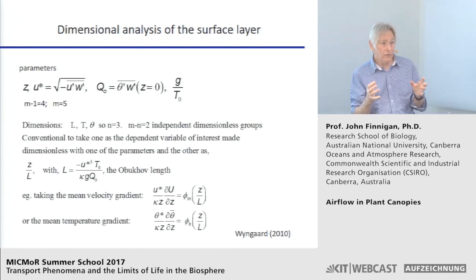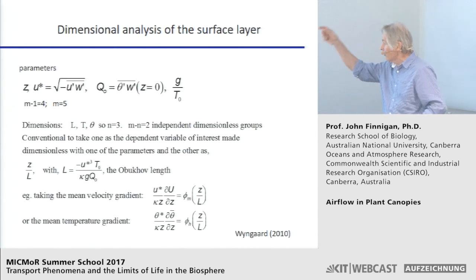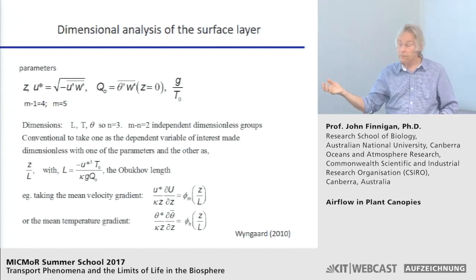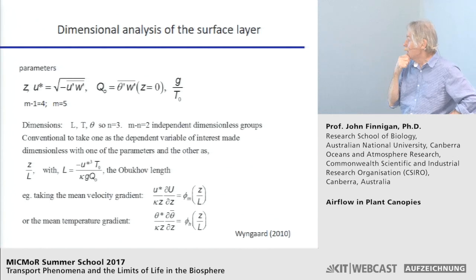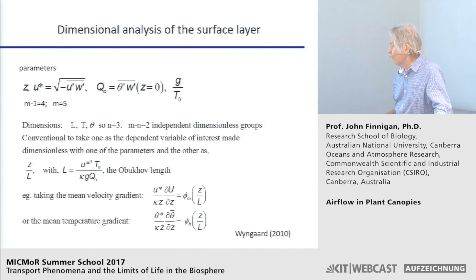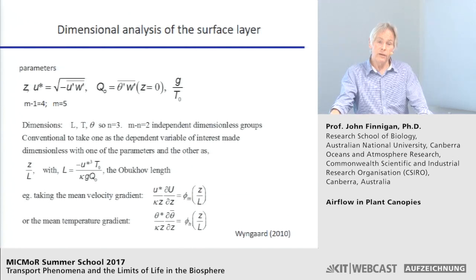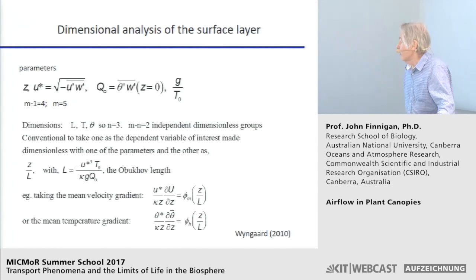It's conventional to take one of these groups as the thing you're interested in and make it dimensionless with the parameters. So let's assume we're interested in the velocity gradient, du by dz. We make the velocity gradient dimensionless with u star and z. Then the other dimensionless group is conventionally taken as z upon L. Now, L is called the Obukhov length, and it was postulated by the famous Russian physicist Obukhov, and I think it was widely promulgated in the paper by Monin and Obukhov. Is that the right one, Gabby? If you want to read about this in more detail, the best textbook is one by Monin and Yaglom, which is still in print, I understand.